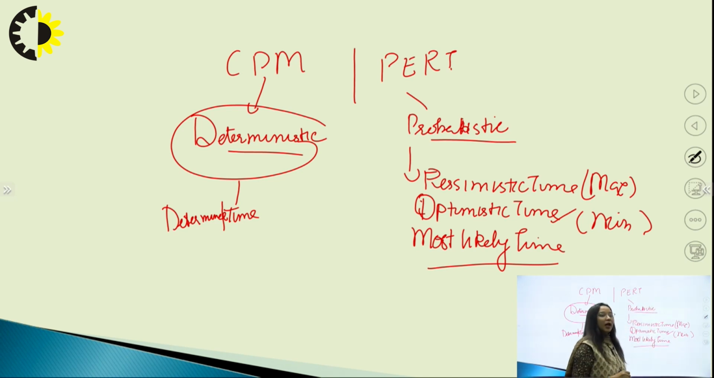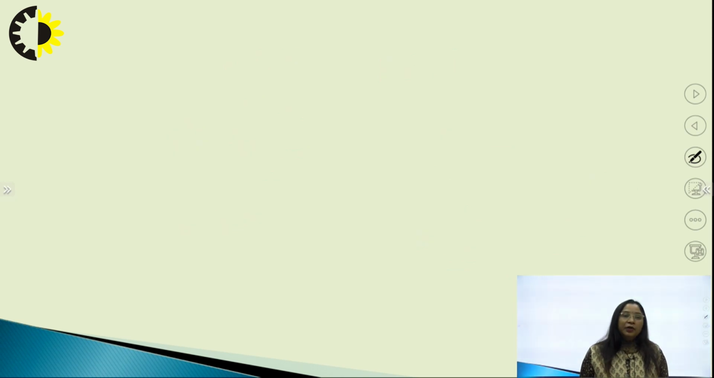Most likely time is actually a standard time. It is in between the pessimistic and optimistic times. So you can see here, in CPM we take historical data, we take a reference from all the activities which have been done before. We have a timeline for each and every activity, and we have only one kind of time, that is a deterministic time. And in PERT we have three types of time: pessimistic, optimistic and most likely. Today I will be covering the critical path method.